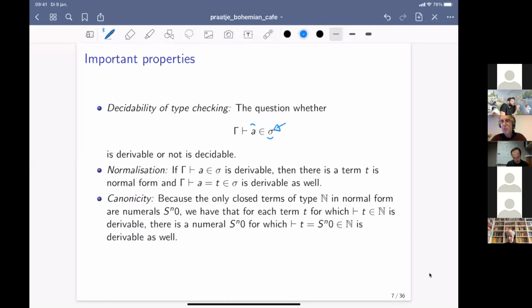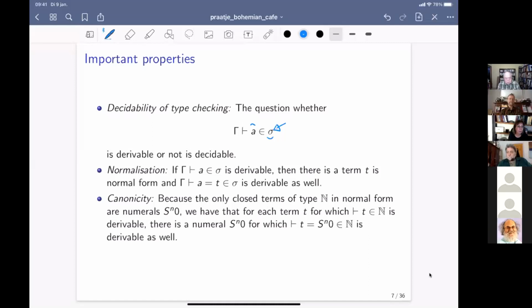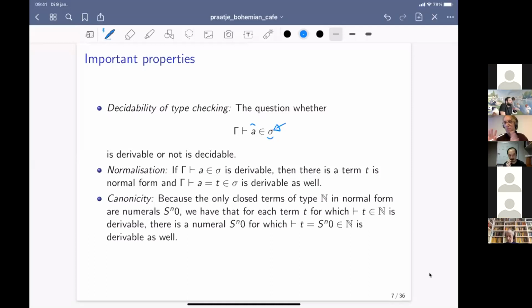This has all kinds of consequences. In particular, there is the property called canonicity. So if you start with a closed term of type natural numbers and normalize it, it actually becomes a numeral. So in that sense, every closed expression that you write in type theory can be evaluated to a numeral, can be computed, calculated, evaluated. Yeah. So these are the important properties of type theory that guided Martin-Löf in setting up the system in the way he did.